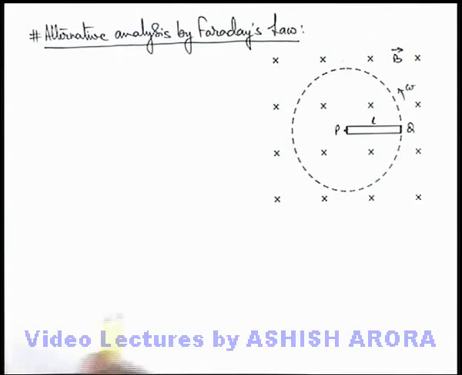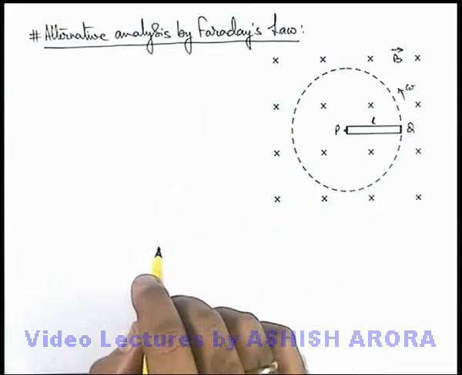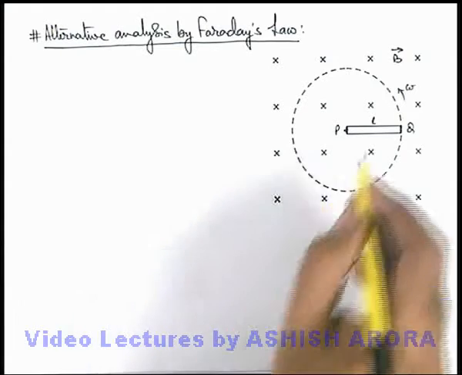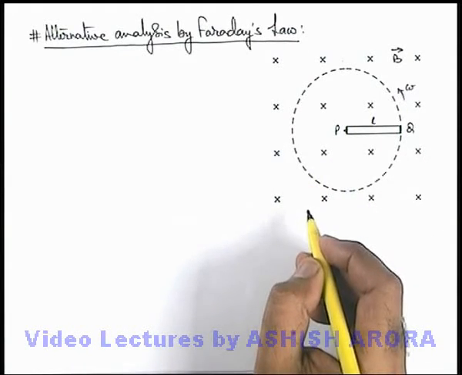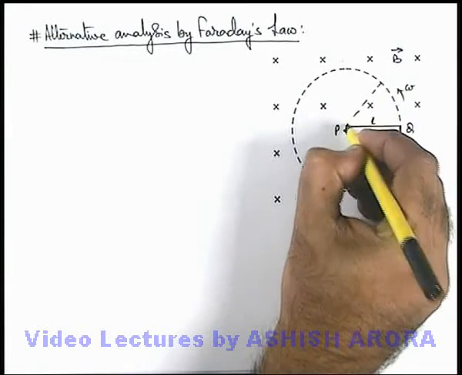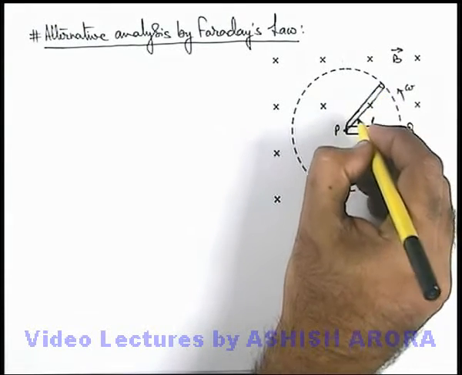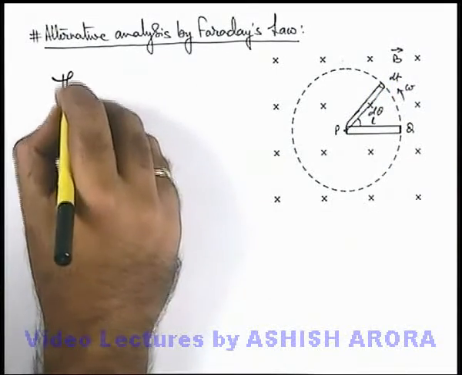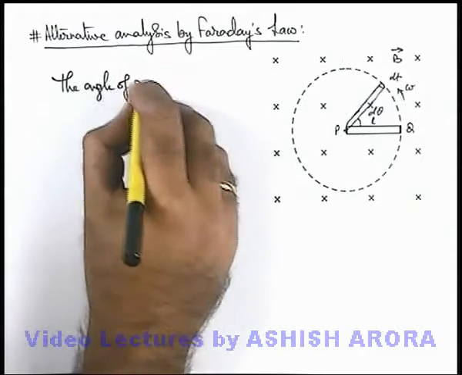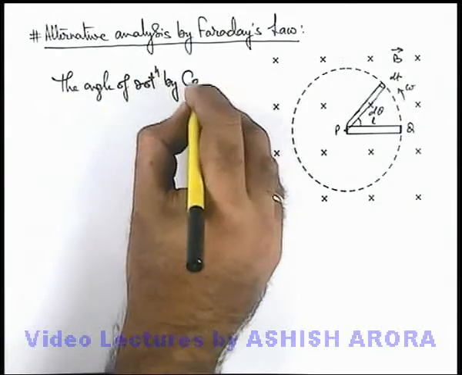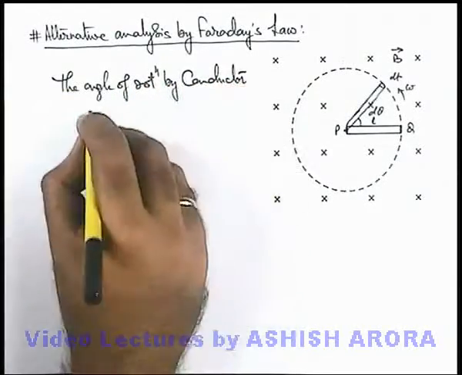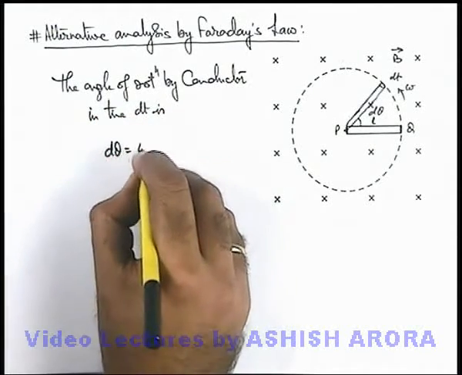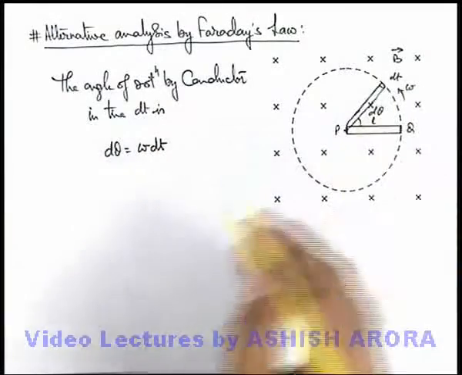Let's continue to understand the same analysis by using Faraday's law, or there's an alternative analysis to get the same result. Here we can see that as the conductor is rotating at an angular speed omega, in time dt the conductor will reach a position where it is rotated by an angle d theta in time dt. So we can write the angle of rotation by the conductor in time dt is d theta, of which the value will be omega dt, as the angular speed is omega.